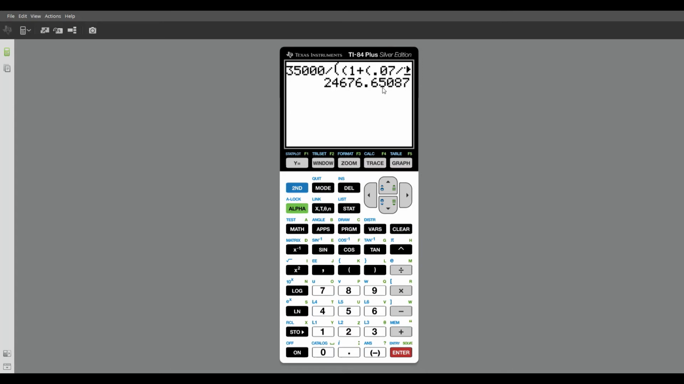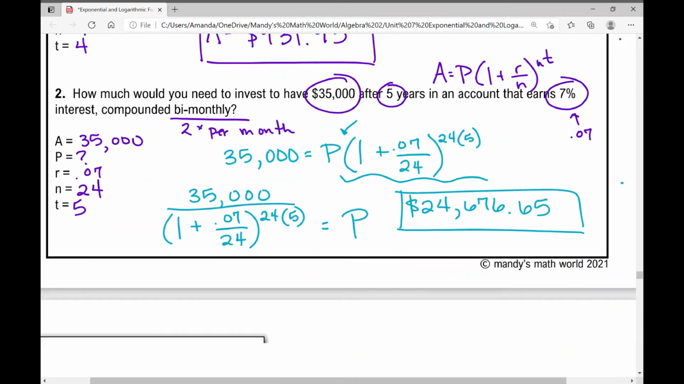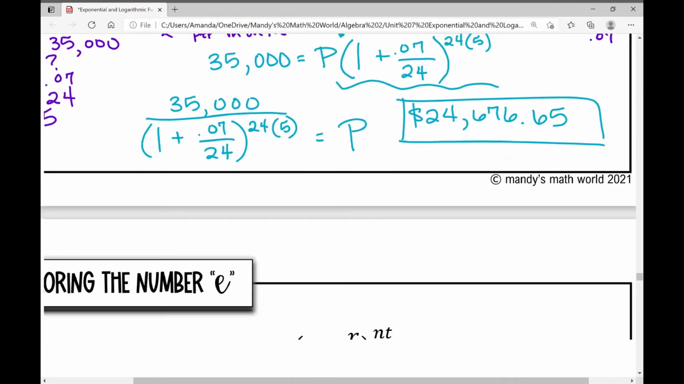That's the hundredths place, $24,676.65. So it ends up being $24,676.65, and that's your answer. Let's move on to the next part of our notes.